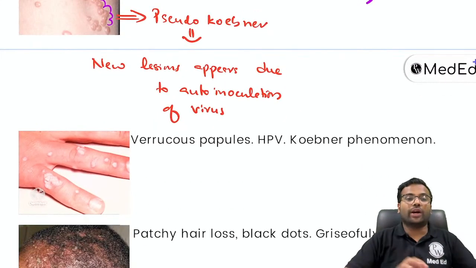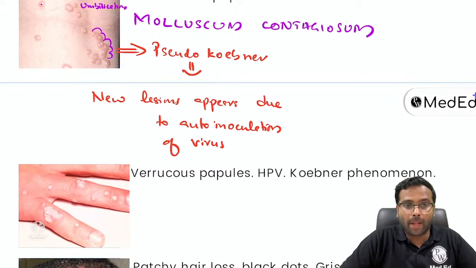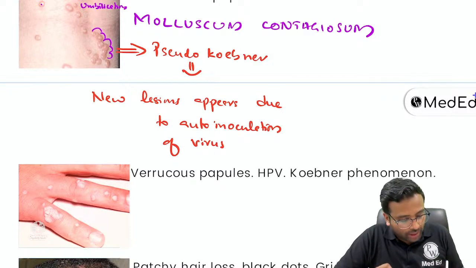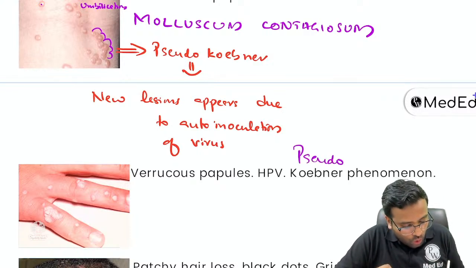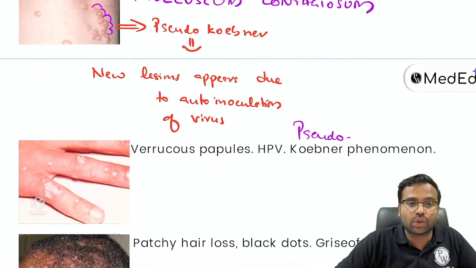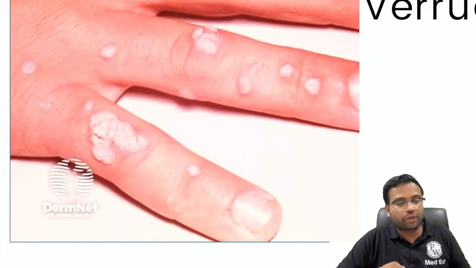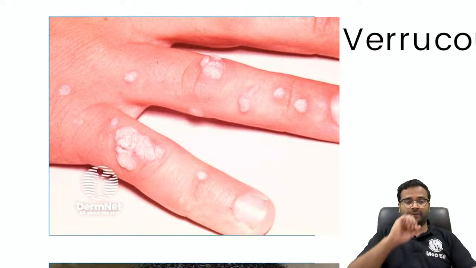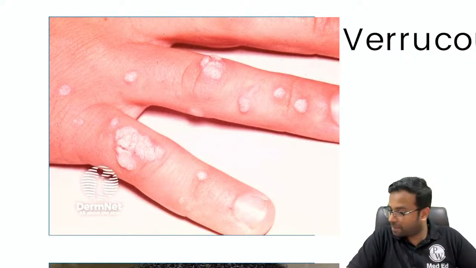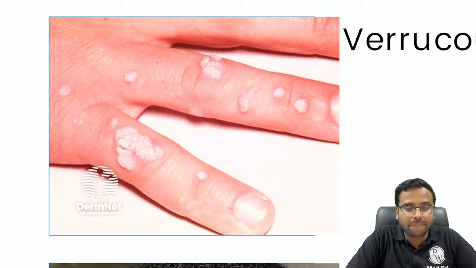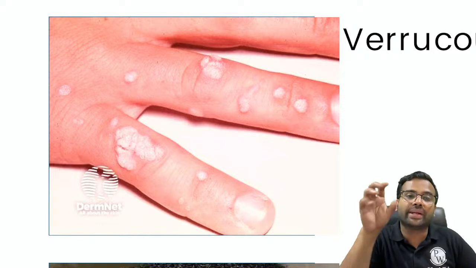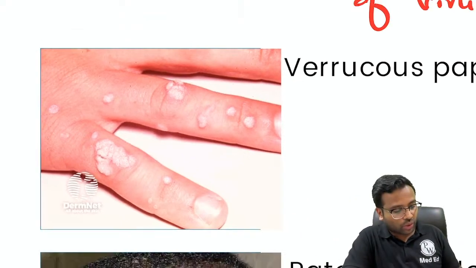The question says verrucous papules, HPV virus, human papilloma virus. You can see pseudo-Koebner phenomenon. I'll just zoom this image for you. Anyone? What is this? Give it a try. It's okay to make a mistake. What you can find is verrucous lesions. Verrucous means these are warts. Okay, these are warts. So it's not a difficult thing.